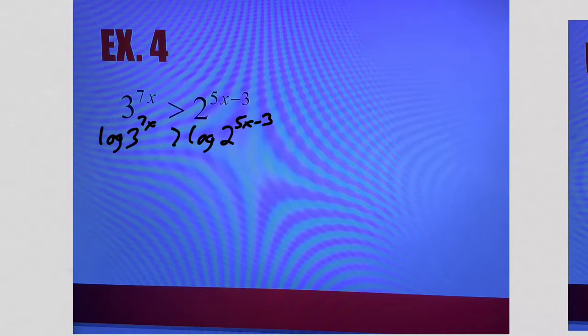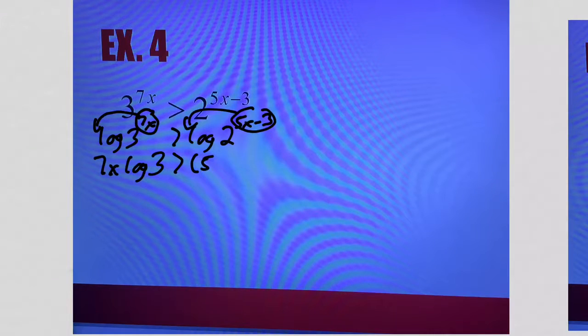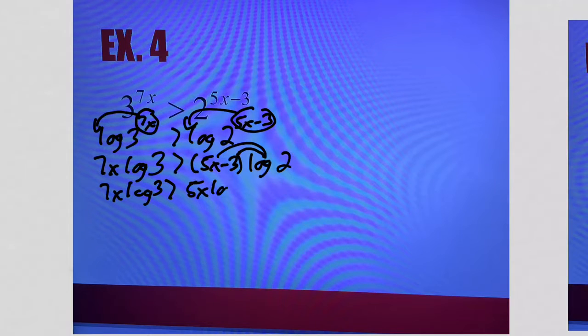So if I use the rules that we know about exponents, this exponent now goes in front of the log, and same with this exponent. So I'm now going to write it as 7x times log 3 is greater than 5x minus 3 times log of 2. Now if you notice, I put parentheses around the 5x minus 3. Well, I have to distribute that log of 2. So this turns into 7x log of 3 is greater than 5x log 2 minus 3 log 2. So I distributed that log 2.